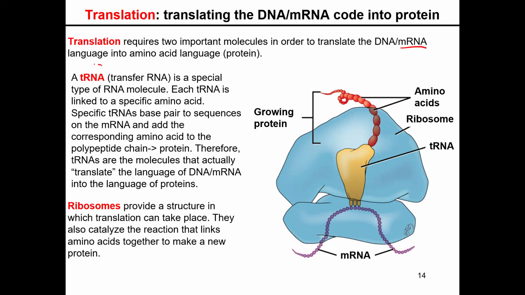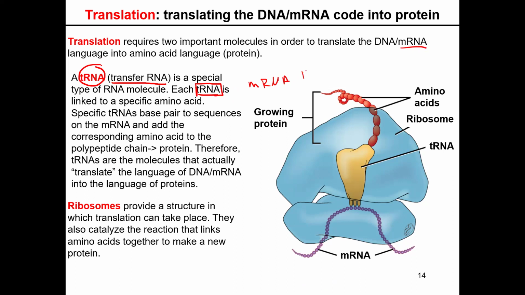The first one we're going to need is our tRNA. tRNA is known as transfer RNA. Now, this is a special type of RNA molecule. Each tRNA is linked to a very specific amino acid. The reason why that's so important is because our tRNA is going to use our mRNA. Remember, we have that code, and what it's going to do is find the complementary piece.